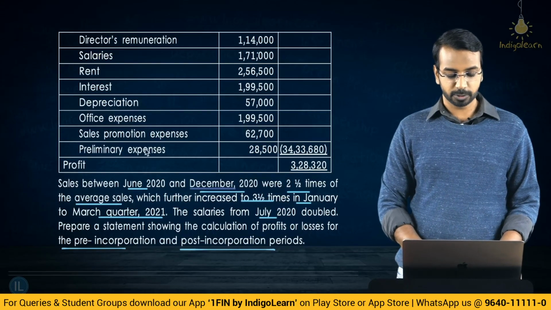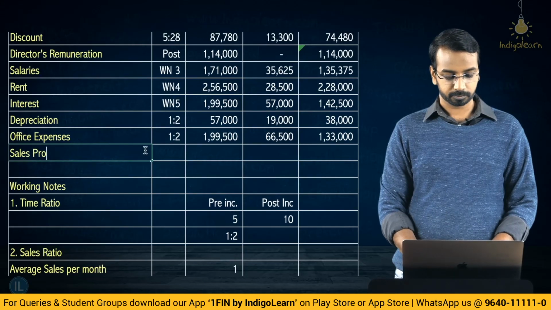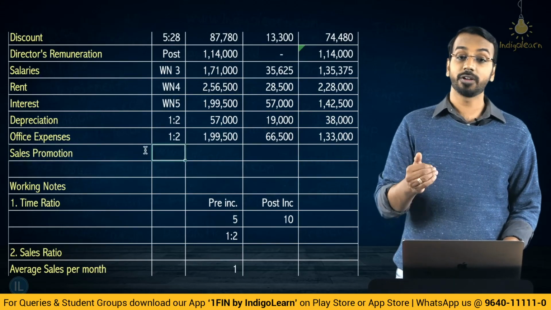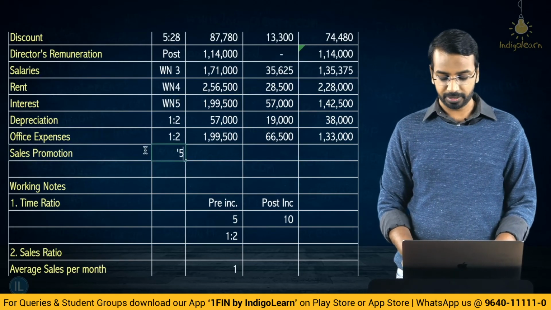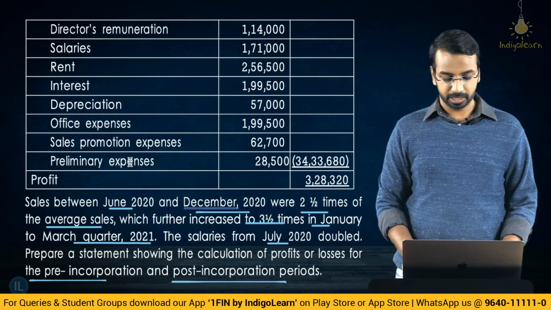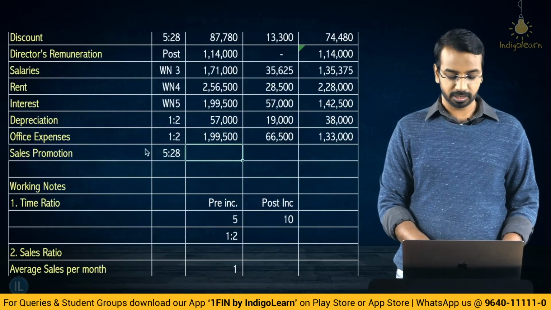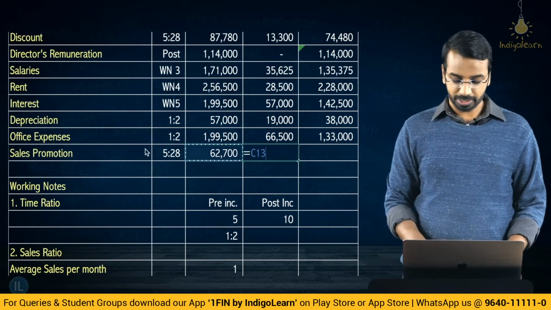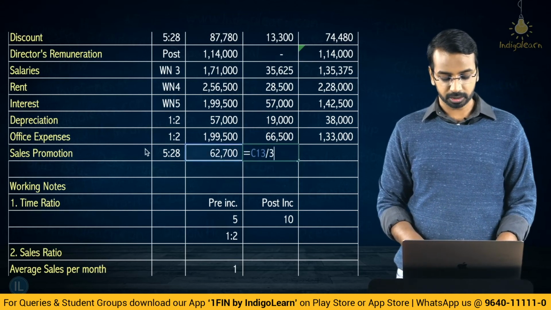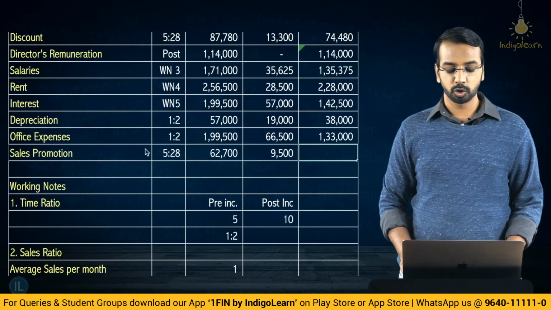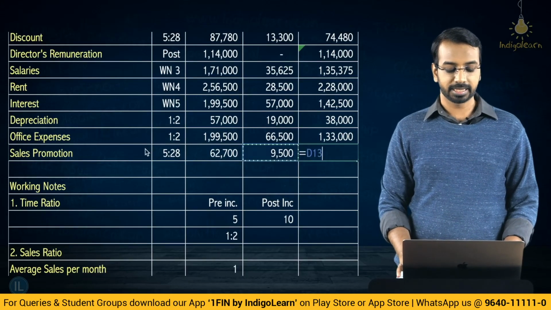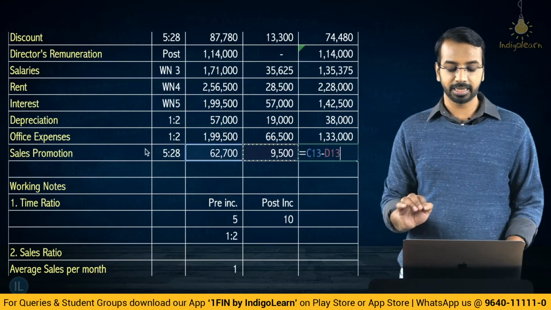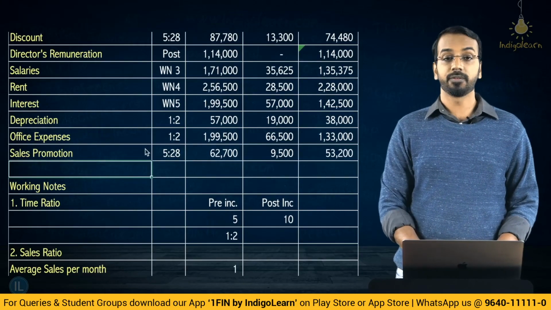Then sales promotion expenses. This will be on the ratio of sale. So the sale ratio is 5:28 and total sales promotion expenses is 62,700. So what will you do? 62,700 divided by 33 multiplied by 5, you get 9,500, and 62,700 minus 9,500, you get 53,200.